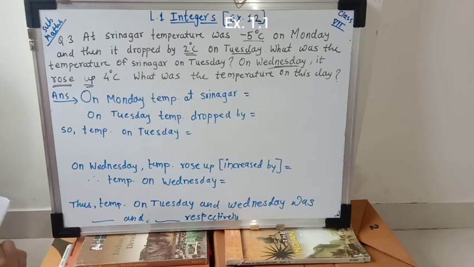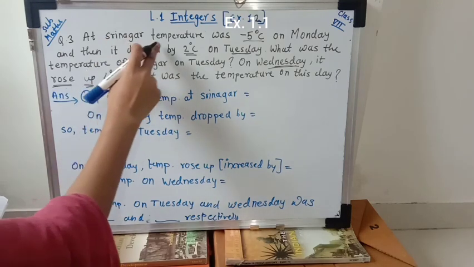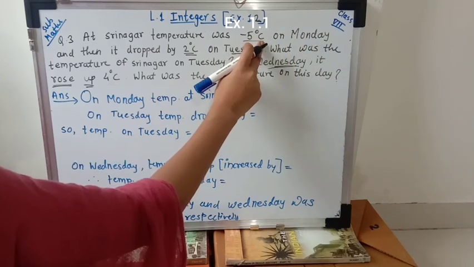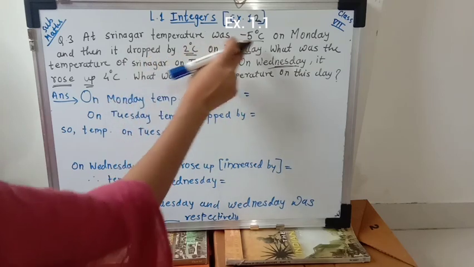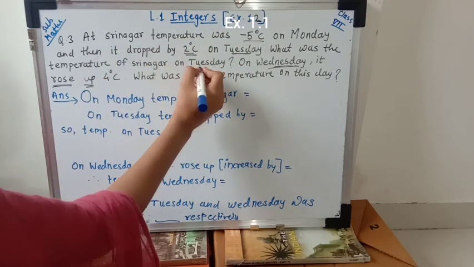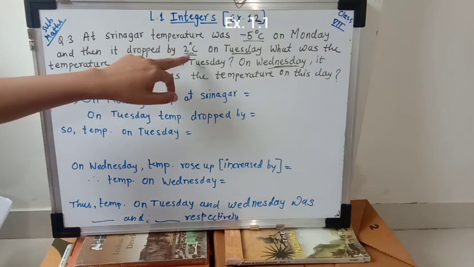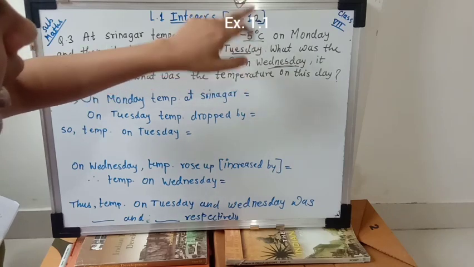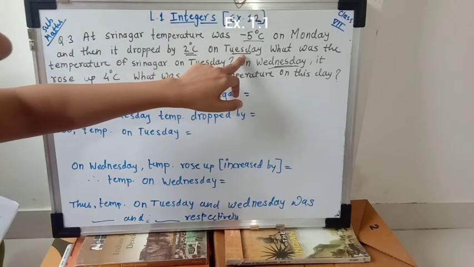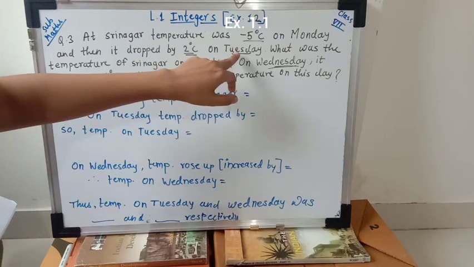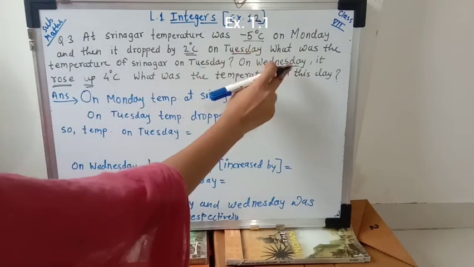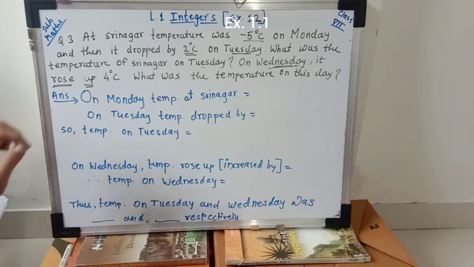So first, we have to take the Monday's temperature and subtract the drop in temperature from it, so we will get the temperature of Tuesday. Whatever the drop in temperature is, we have to subtract it from Monday's temperature. After that we will get the exact temperature on Tuesday. After that, to the temperature of Tuesday we have to add this increased temperature, and that will be the temperature of Wednesday. So let's see how to solve this.